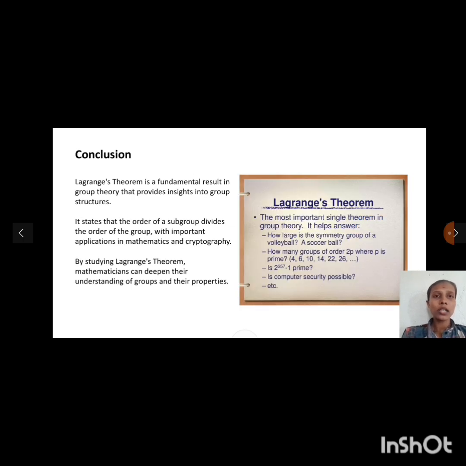Conclusion. Lagrange's theorem is a fundamental result in group theory that provides insight into group structure. It states that the order of a subgroup divides the order of the group, with important applications in mathematics and cryptography. By studying Lagrange's theorem, mathematicians can deepen their understanding of groups and their properties.